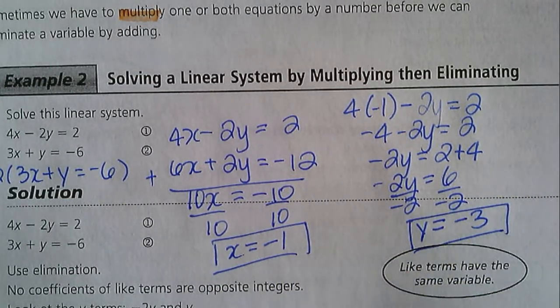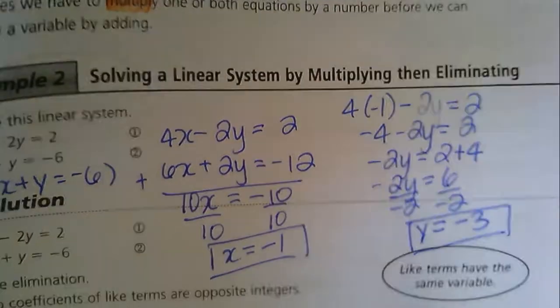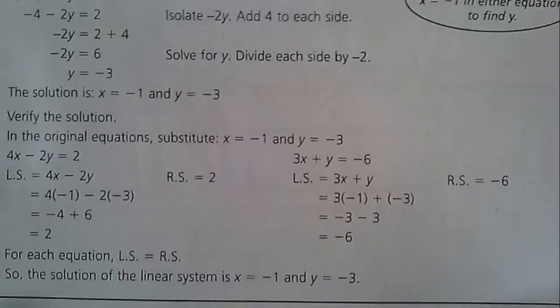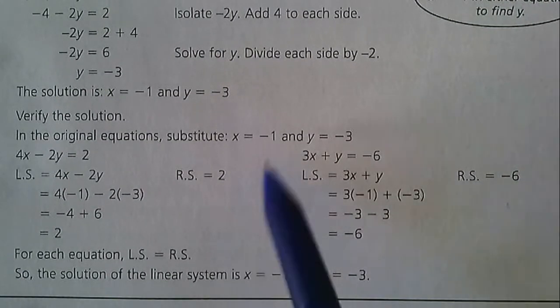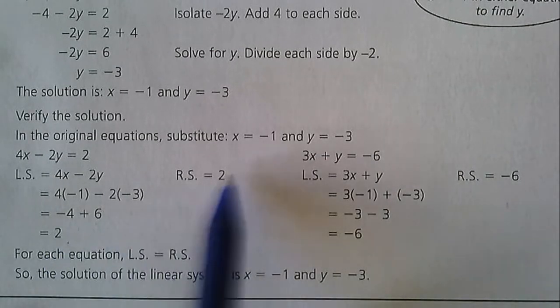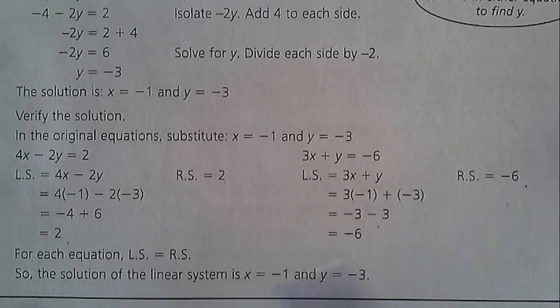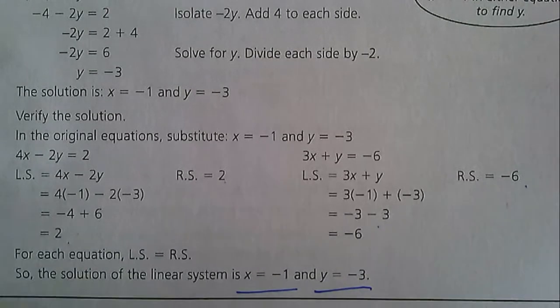Of course, I can check my work by verifying. Remember, to verify, all I have to do is pop those two values into both equations and make sure left side equals right side. I kind of ran out of room on this piece of paper, so I'll just show you here on the bottom. I've substituted both of those values in, the negative 1 and the negative 3 that we came up with. And you'll notice for both of these, left side equals right side, left side equals right side. So that is the answer to my system of linear equations.